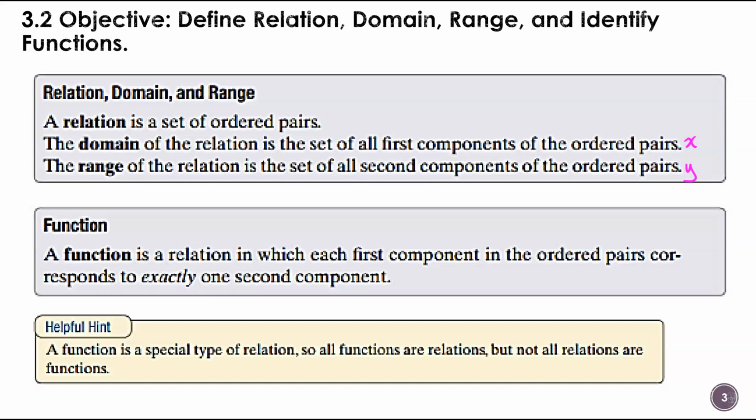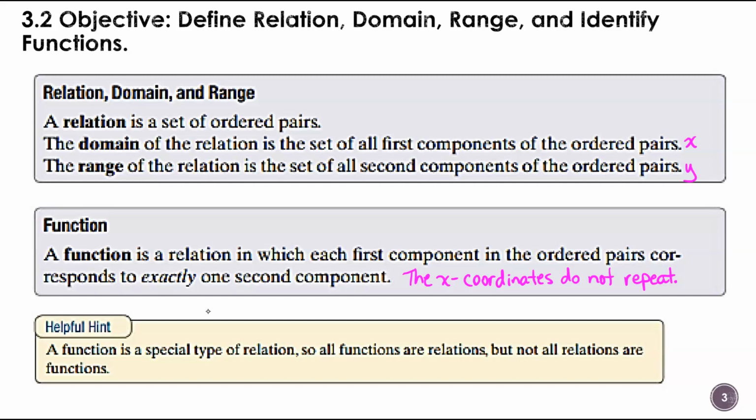A function is a relation in which each first component in the ordered pair corresponds to exactly one second component. So this means that in a function, the x coordinates do not repeat. Do not repeat. And if they do not repeat, then it is a function. If they do repeat, it's not a function. It may look like it's a function, but this is kind of the rules for that.